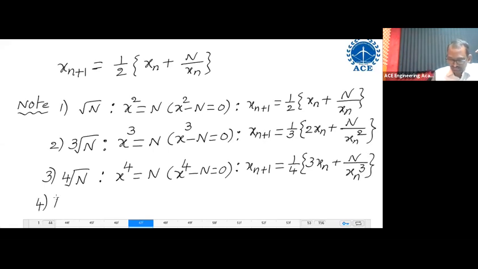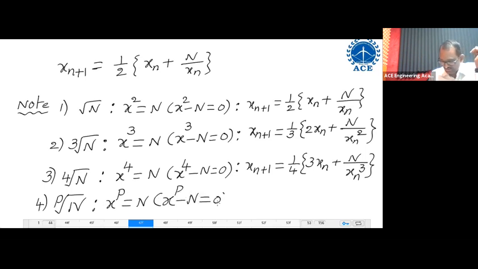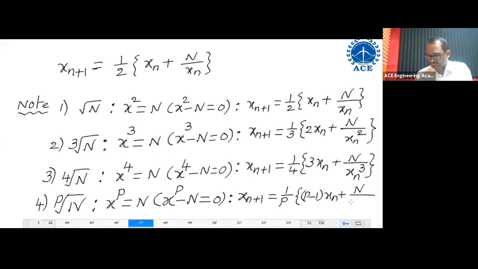Similarly, generalized form, pth root of a number, that is x power p minus n is equal to 0. Square root 1 by 2, cube root 1 by 3, fourth root 1 by 4, pth root 1 by p. 1xn, 2xn, fourth root 3xn, fifth root 4xn, pth root p minus 1 into xn plus capital N by xn power p minus 1.